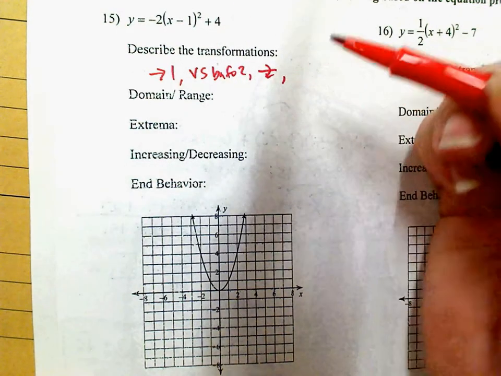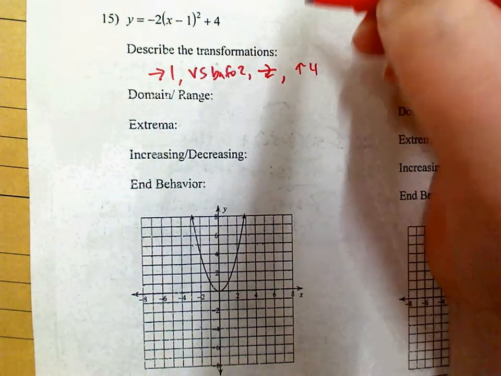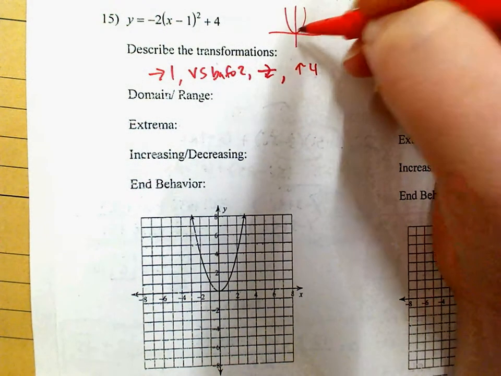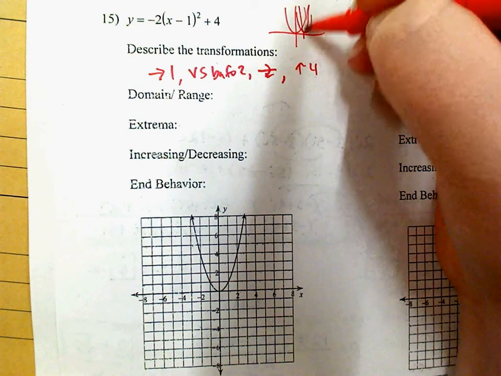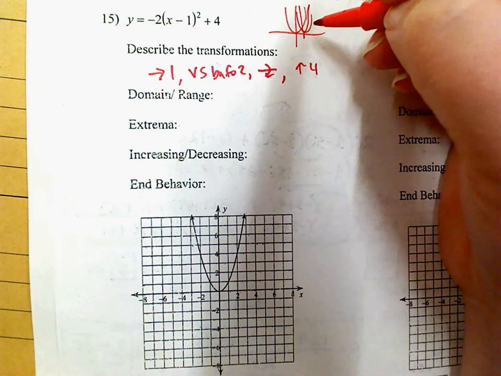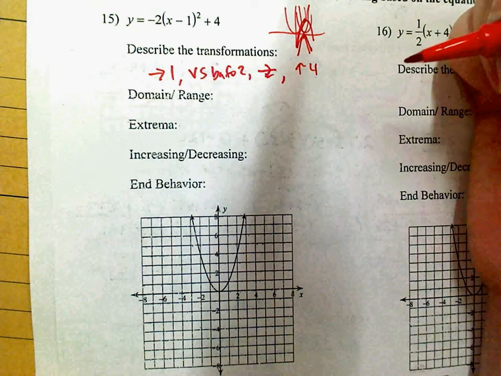So when you think about the parabola in general, starting at 0, 0, it's going to go to the right one. Then it's going to be vertically stretched by a factor of 2, so it's going to get skinnier. And then it's going to flip over, and then it's going to go up 4. So, in general, it's going to look like that. But let's actually sketch that.